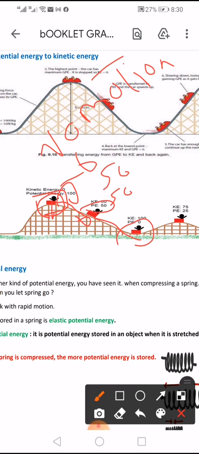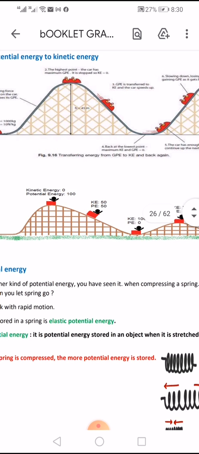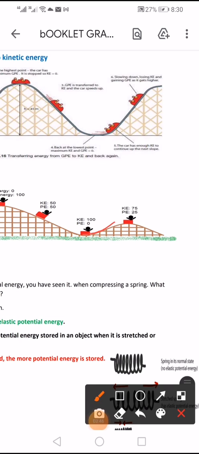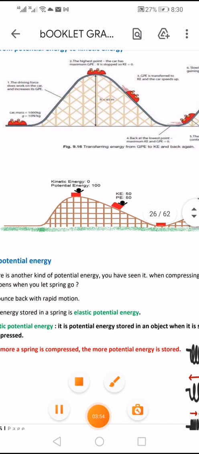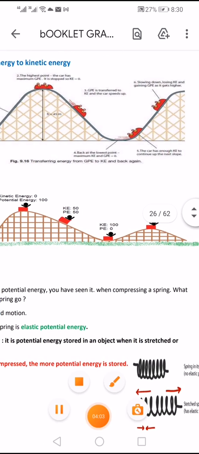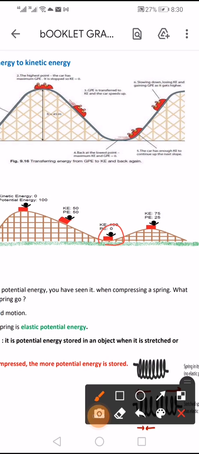At the ground, kinetic energy will be 100. What about potential energy? 0. Here, when the car moves up, kinetic energy will be 75. What about potential energy? 25. So the potential energy at the highest position of the hill will be 100, while at the lowest position, the potential energy will be 0.